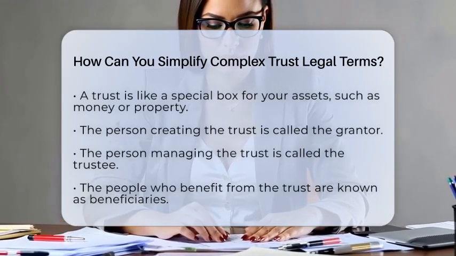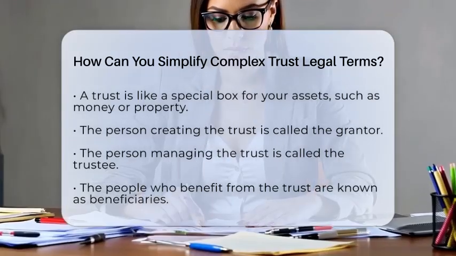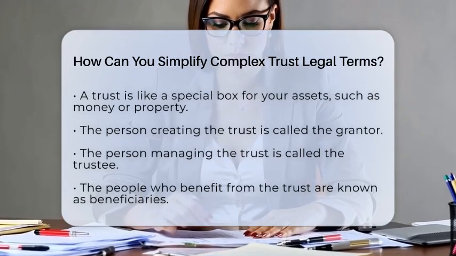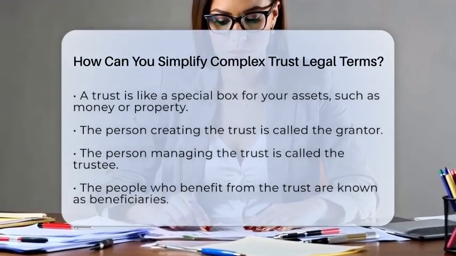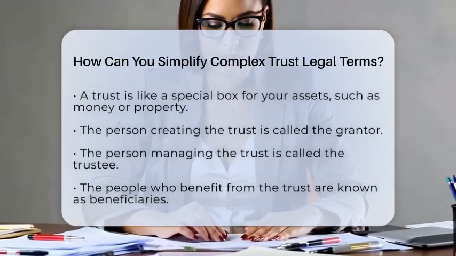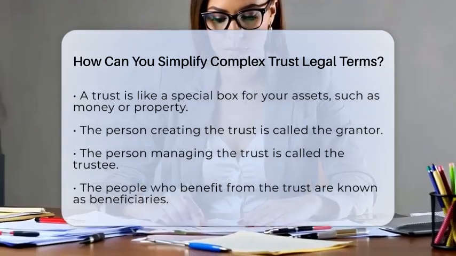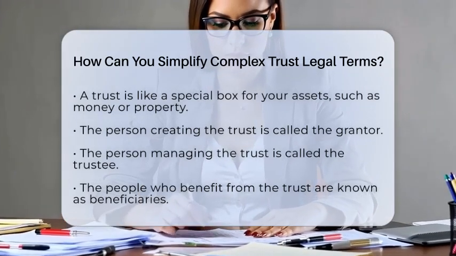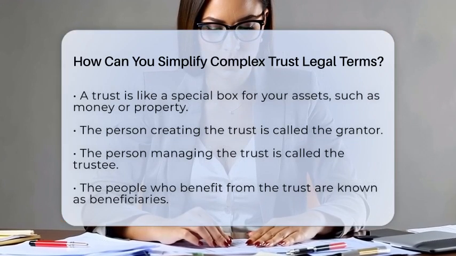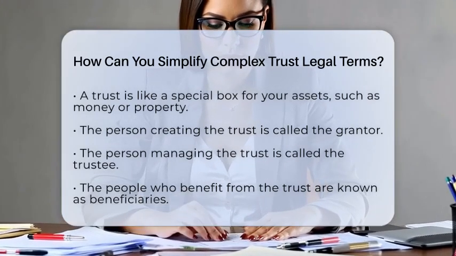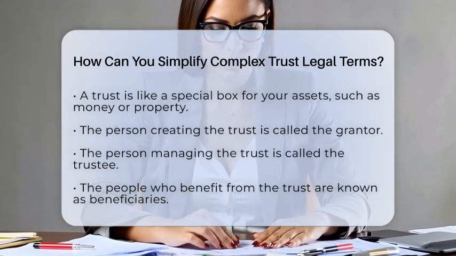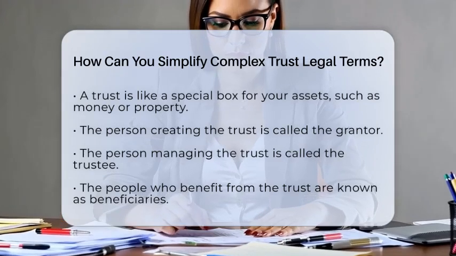First, think of a trust as a special box where you put your assets, like money or property. You, the person creating the trust, are called the grantor. You decide what goes into the box. The person who manages the assets is called the trustee. They make sure everything is handled properly. The people who benefit from the trust are called beneficiaries. They receive the money or property from the trust.